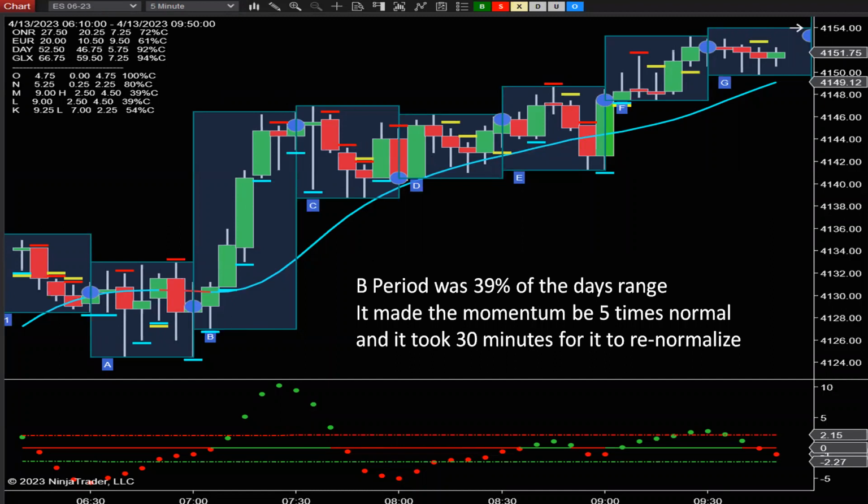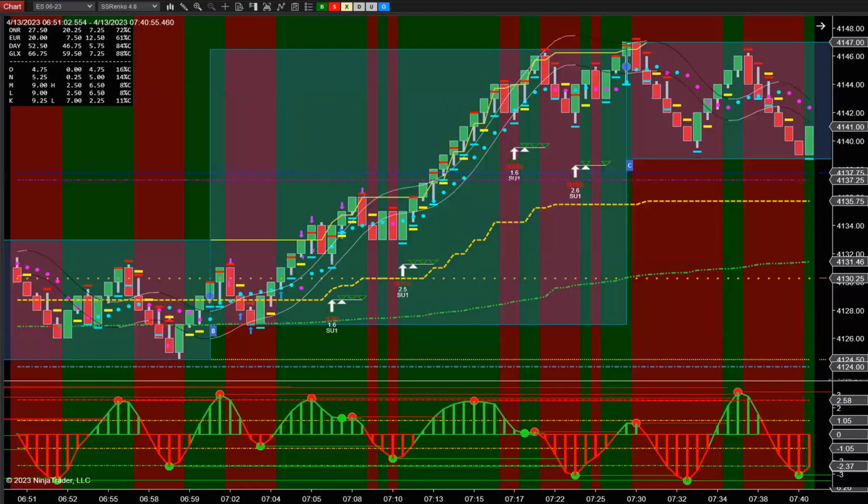Got to make sure you get on the right side of these things. You got to be able to see the trades. This one's the same period, Smart Super Renko chart. Here's the B period. You can see the momentum was normal through the whole thing. You see where it came out of the bottom here.